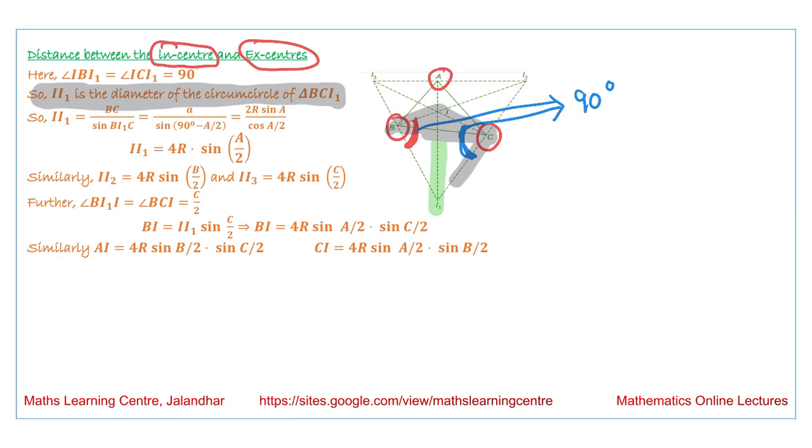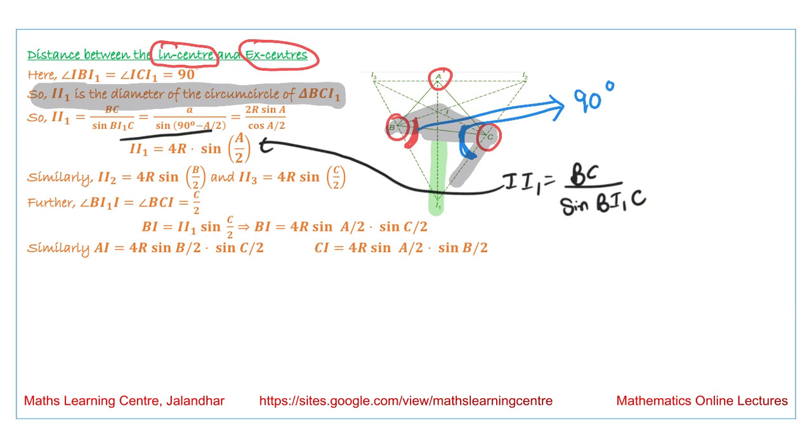So from this result we can calculate I1, that is equal to BC over sine of BI1C, and by solving this value we will obtain that I1, the distance between the incenter and the first excenter corresponding to A, this distance we are talking about, is 4R sin(A/2). Similarly we have the values of II2 and II3. These are the distances between the incenter and the excenters.